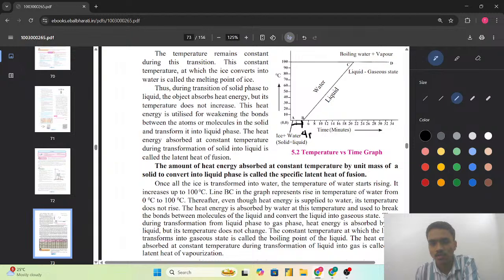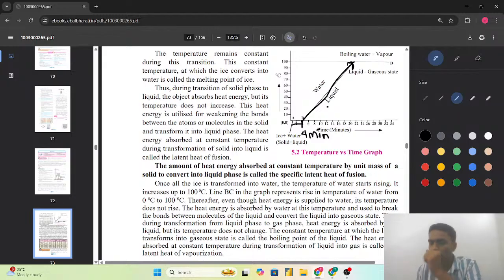So we can say here, till the 4 minute, the ice is in the ice state only. After that, it starts converting into the water. So from that, here we can see the graph, which is rising linearly.